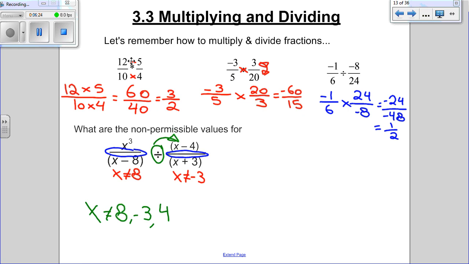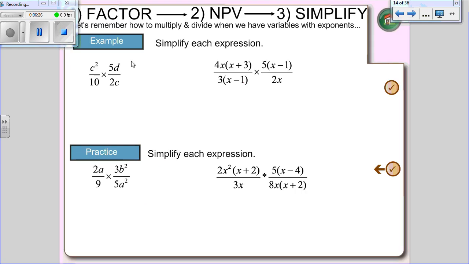All right, we're going to simplify some things. So we're going to do 2 together, you're going to do 2 on your own. You'll see across the top, I've written something important. It's the steps to doing every question. Factor first, state your NPVs, and then start simplifying. So you don't do any simplifying until you've factored and then done your NPVs.